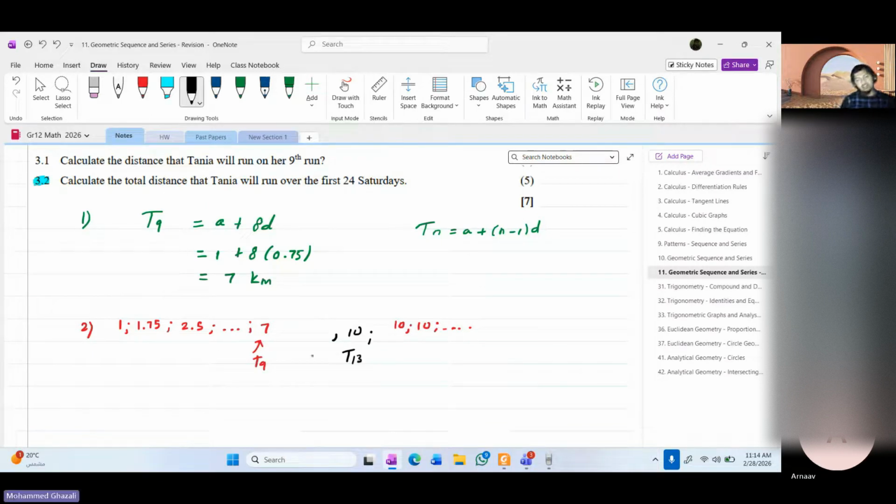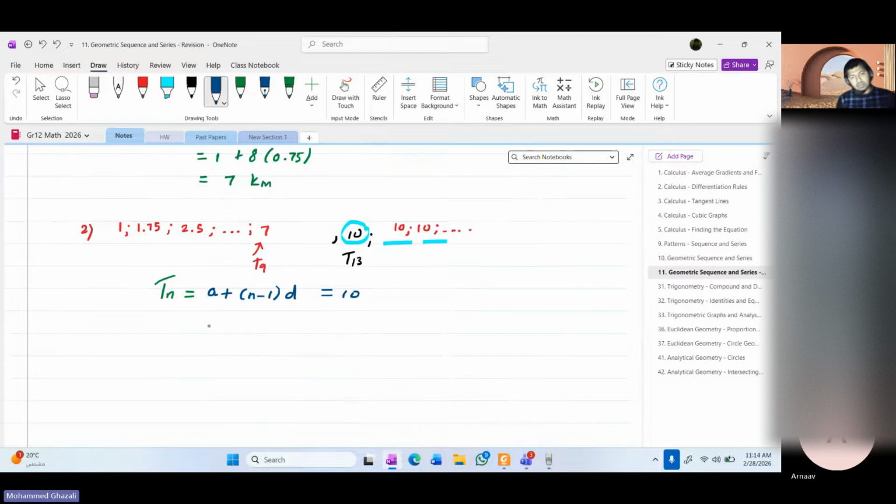But we can solve for this, all right? You don't need to guess here. So we're going to say Tn, up until which Saturday will she be running 10 kilometers and then stay constant afterwards? Right, so Tn is equal to a plus (n minus 1)d, which is equal to 10. So let's check if it's actually term 13, all right? So a was 1, plus (n minus 1) times 0.75 equals 10. So 10 minus 1 is 9, and then 9 divided by 0.75, right? And we're going to add 1. And that's how we solve for n.